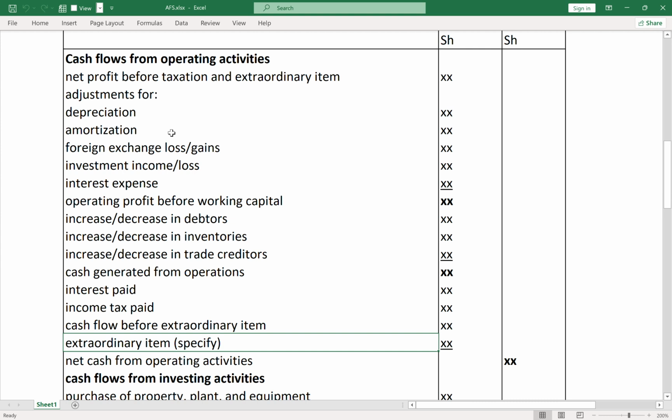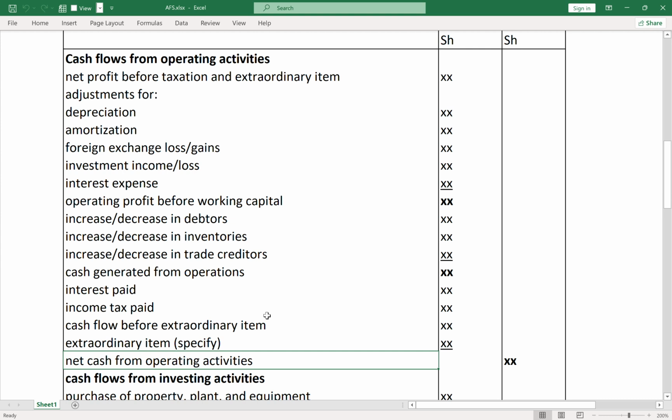If we have an extraordinary item, you have to specify it, and then you have now to get the total net cash from operating activities. So those are the scenarios that we do in our indirect method. So we have to adjust the net profit as well as add the cash from the working capitals, which include debtors, inventories, and trade creditors. Only the three.